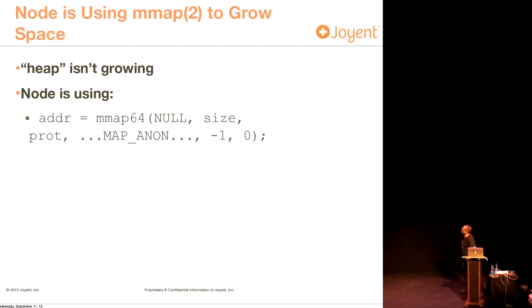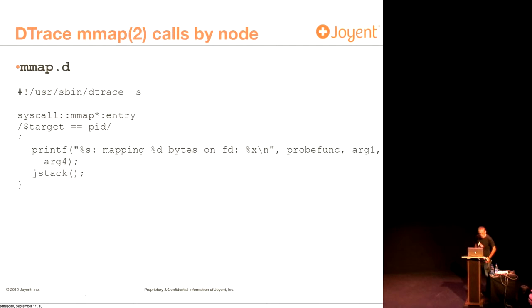Okay, so the heap isn't growing. Node is probably using mmap, and it's probably using an mmap call that looks like this. And yes, if I look through V8, I can find this. And no, I didn't bother, because I know how this stuff works, and this is the only way it can do more allocation. So I write a little DTrace script.